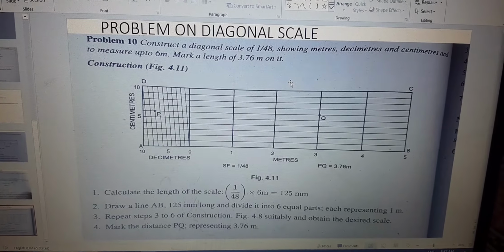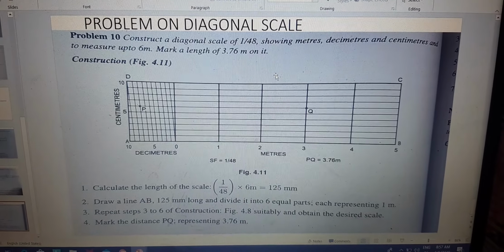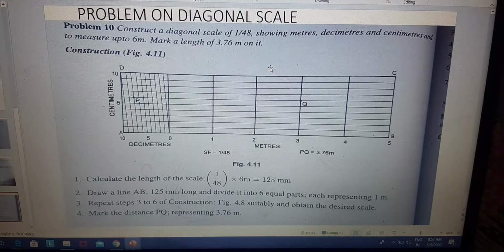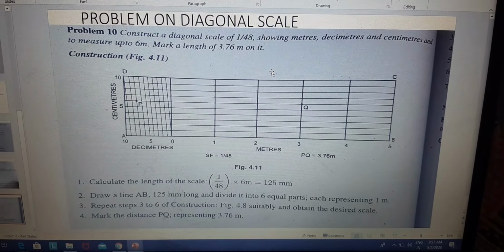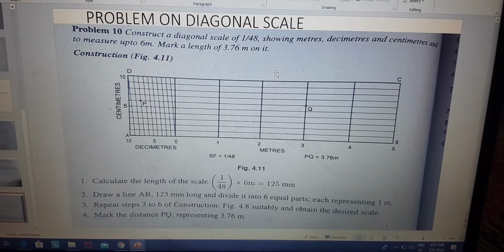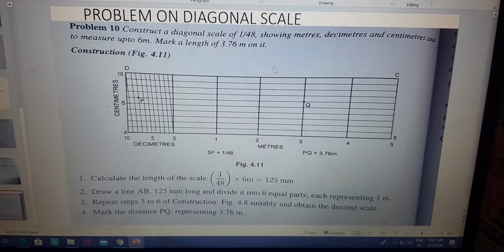Now we'll see the diagonal scale problem. The question will be like this: construct a diagonal scale of 1 by 48 showing meters, decimeters and centimeters, and to measure up to 6 meters and mark a length of 3.76 meters on it.